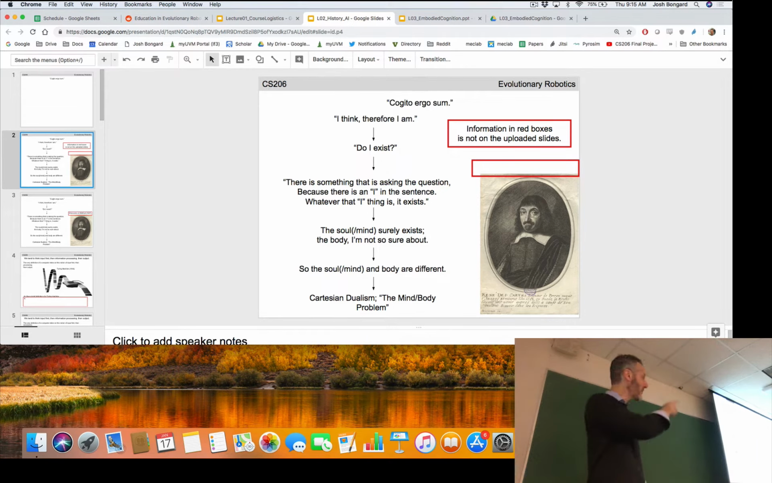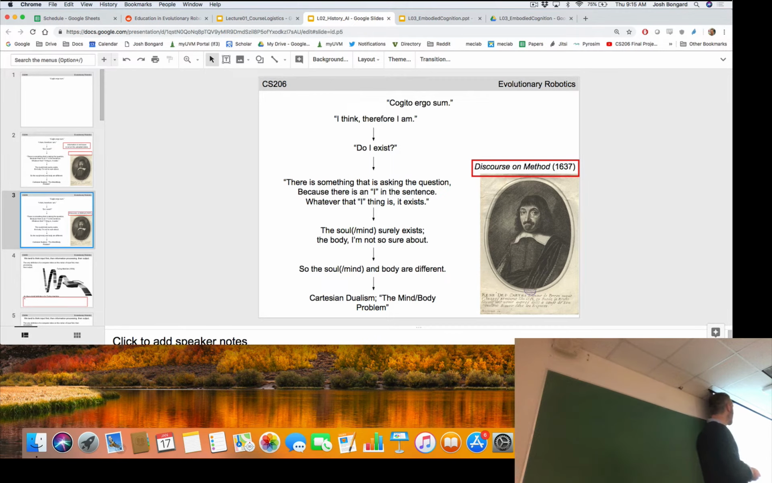Okay, as I mentioned last time, you'll see a bunch of red boxes throughout the lecture slides. That's just a prompt to you to either annotate the slides or take notes as we go. As I mentioned, we're starting in the 1600s here.